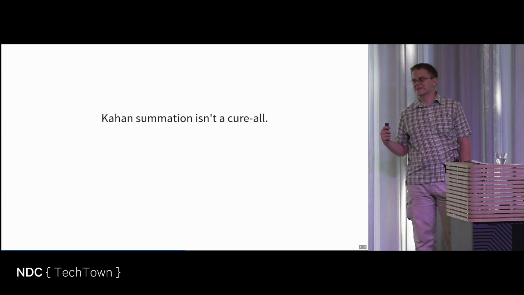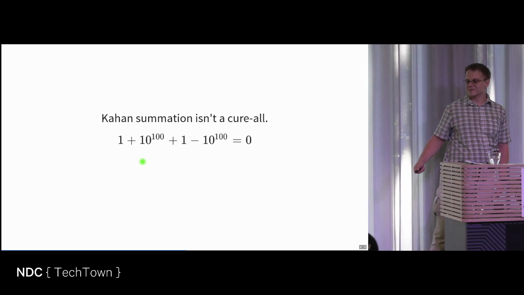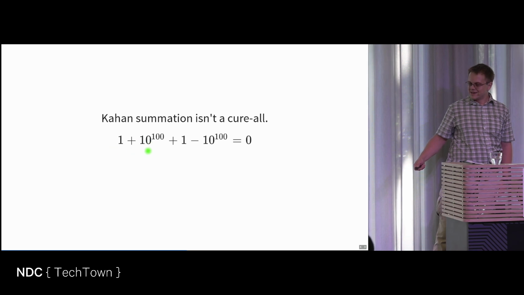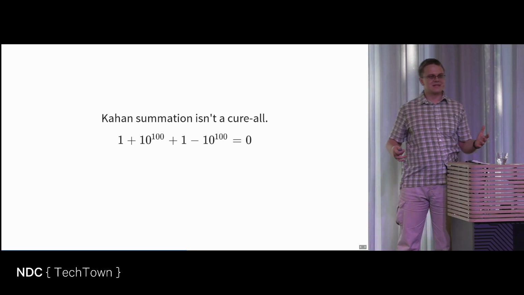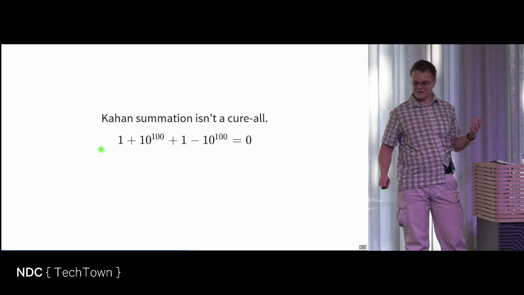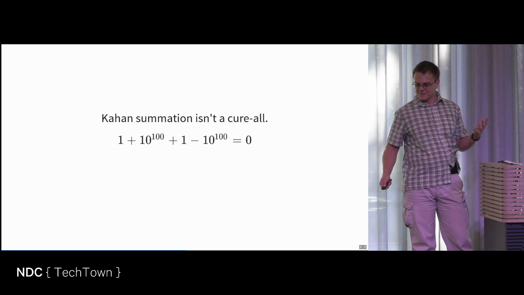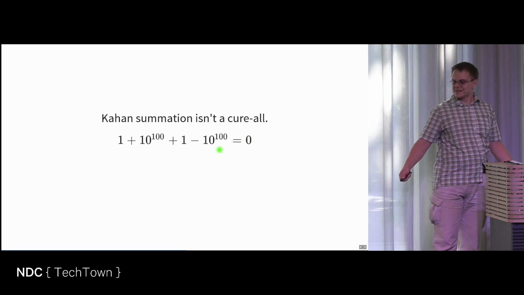And there is one more issue. It doesn't fix everything. If you get something like this, it's kind of silly, but it shows the problem. 1 plus huge number plus 1 minus huge number should be 2. But naive summation gives you 0 for obvious reasons. This is so huge that this rounds here. This will do nothing, and this will then just subtract everything.